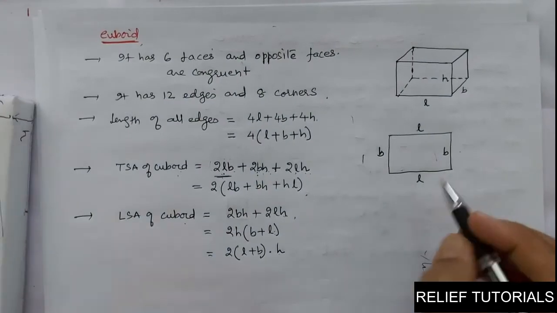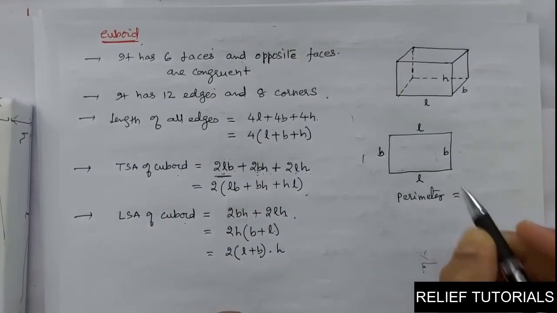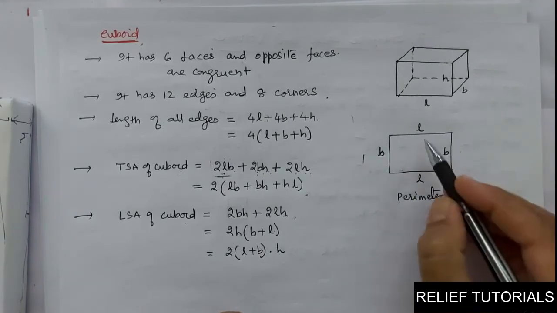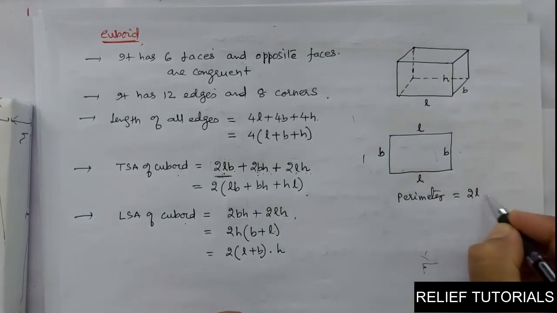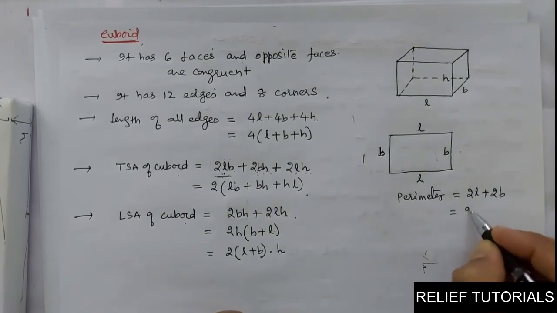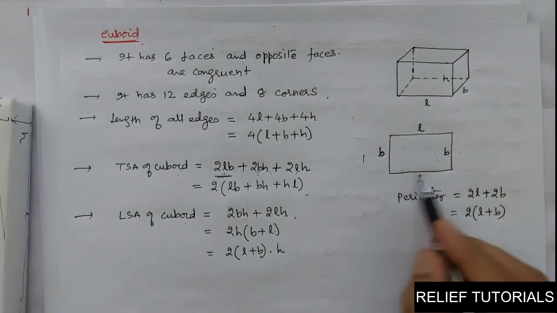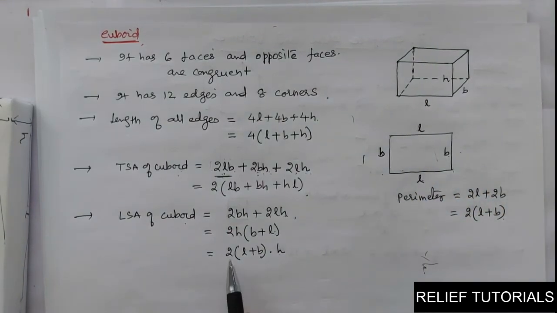So if you want to find the perimeter, perimeter means the sum of all 4 sides. So 2 lengths we have, so that is 2 length plus 2 breadth. If you take 2 common, what will you get? L plus B. So 2 into L plus B is the perimeter of the base. So here you see 2 into L plus B into height. So 2 into L plus B is what? Perimeter of base into height.